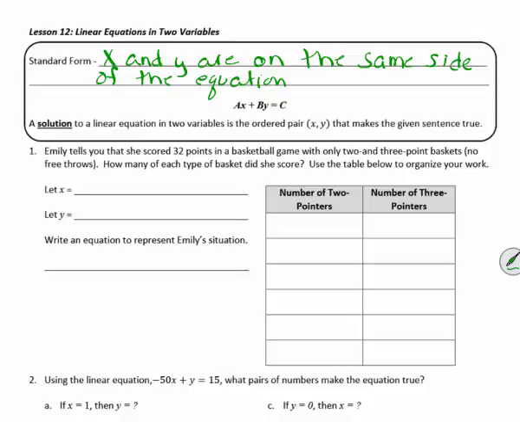And the solution is when any ordered pair x and y makes the given sentence true. So a and b are, I'm sorry, a and b are coefficients. C is a constant. But that's the way that we're going to see these looking. All right, so let's start. I'm actually going to come back to number 1. I want to go down and look at number 2 first.